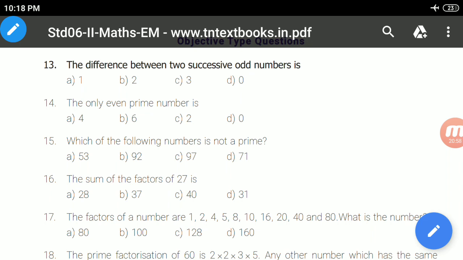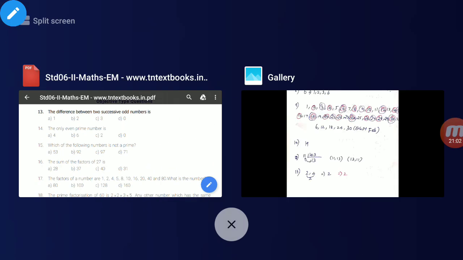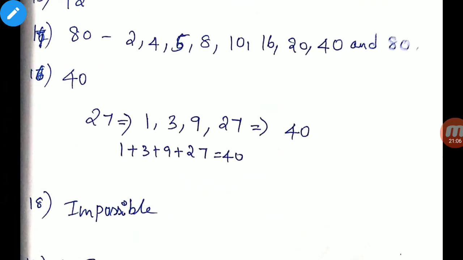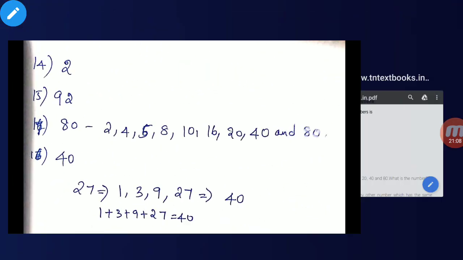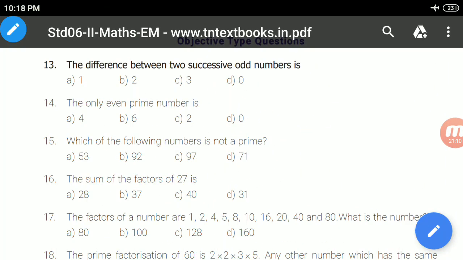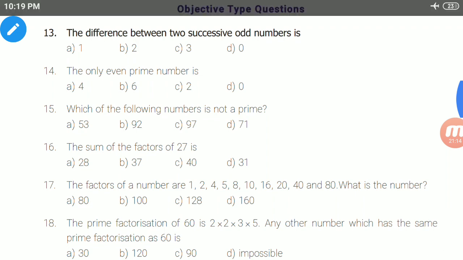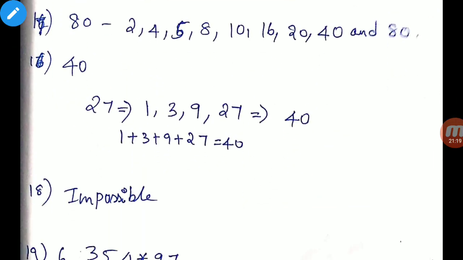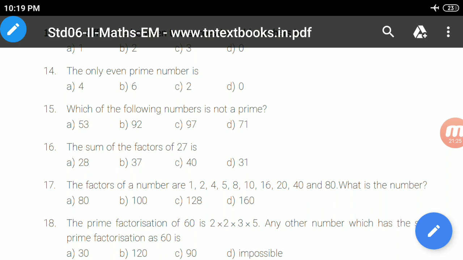The sum of factors of 27 is, see here. Which of the following is not a prime? Sum of factors of 27, okay, the factors of 27 here are 1, 3, 9, 27. If you add them, you will get 40. So the answer is 40, C.